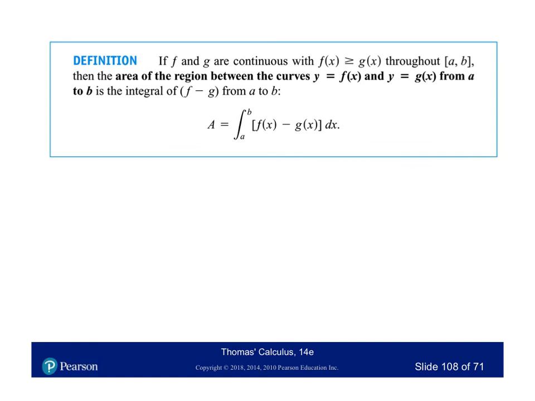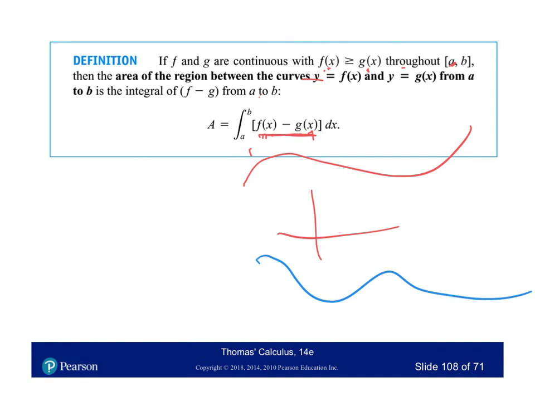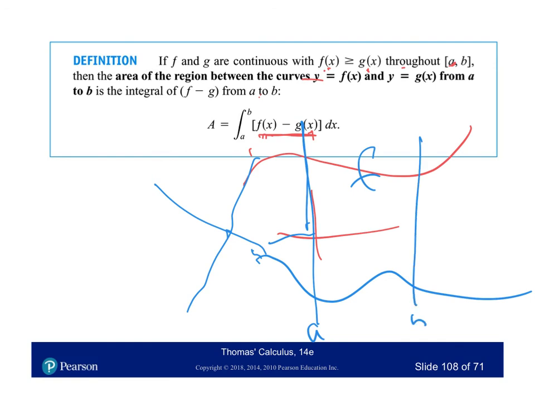The definition. If f and g are continuous, with f always, I did this one already. F is always greater than g throughout the interval, then the area of the region between the curves is going to be integrate f minus g from a to b. This only applies if the one function is constantly above the other function. It may not always be, because it's possible that they cross here, but maybe my a is here and my b is here, and it doesn't really matter that they cross here, as long as in the interval that I care about.